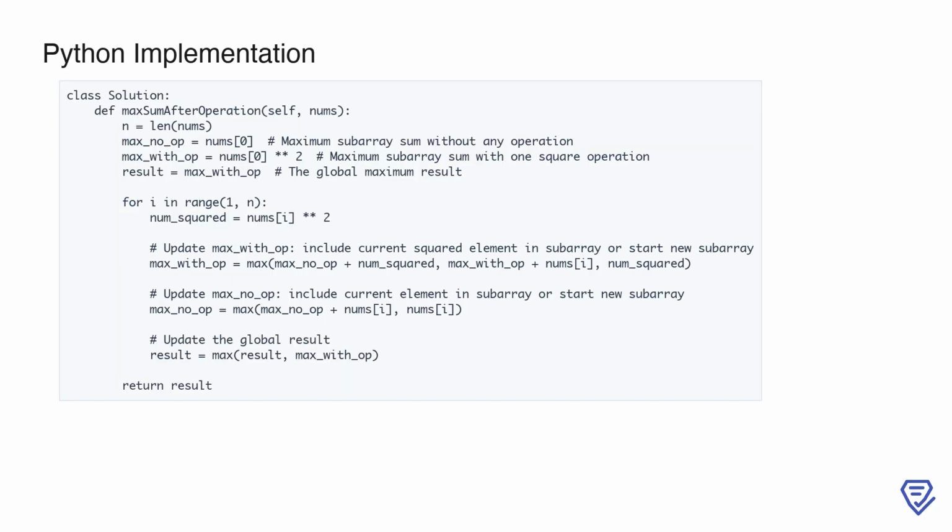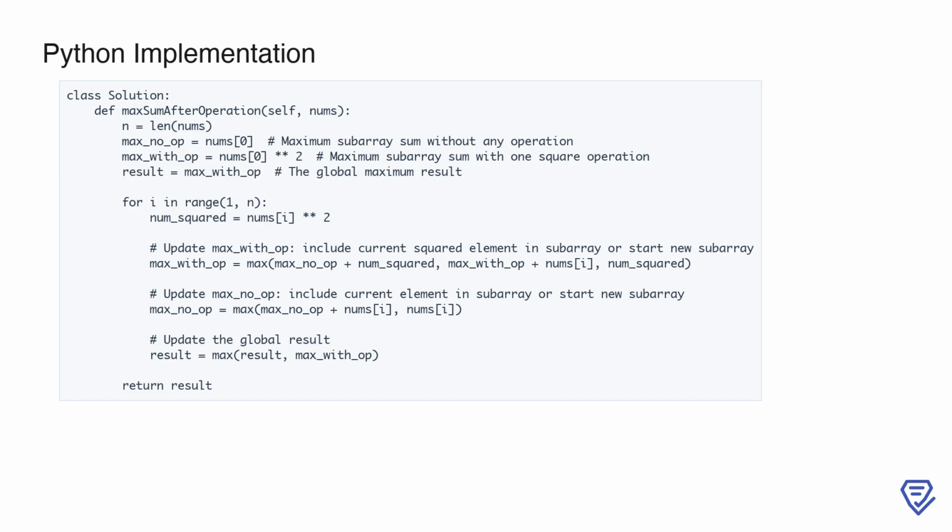The provided solution efficiently computes the maximum subarray sum that can be achieved by squaring exactly one element in the input array. Here's a step-by-step breakdown. 1. Initialization. Max_no_op tracks the maximum subarray sum without any squared operation applied. It starts as the first element.